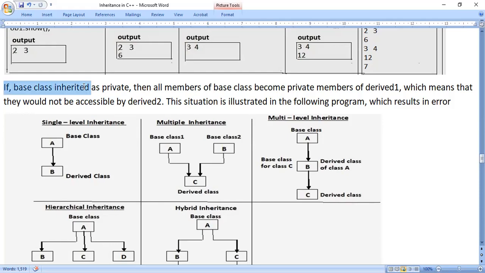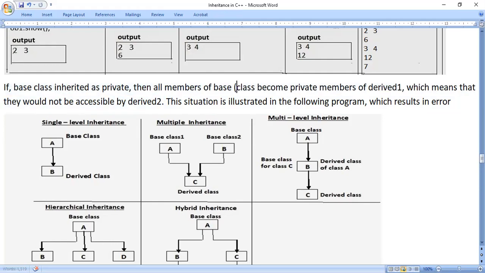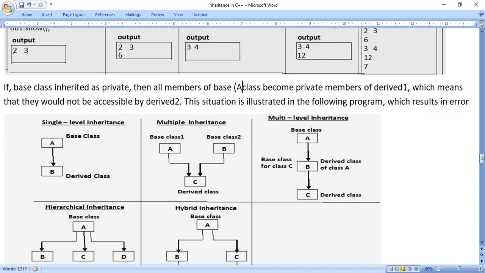If base class is inherited as private, then all members of the base class become private members of the derived one. That is the first derived class. As I said in the example, class B, which means that they would not be accessible by derived 2. Base class here you can consider like A, derived 1 class you can consider like B, and derived 2 class you can consider like C.